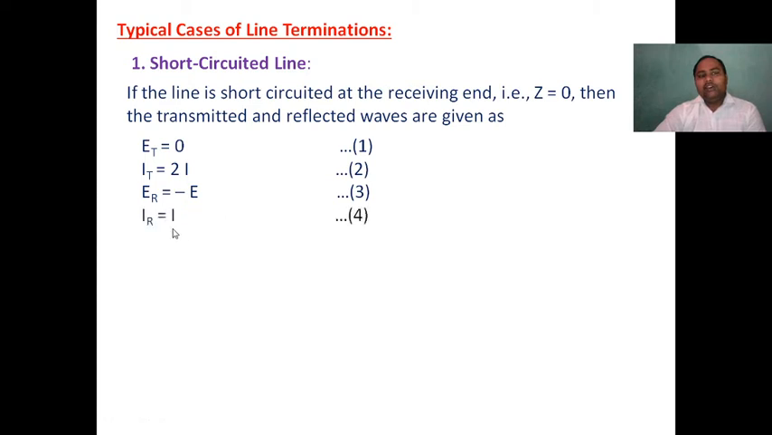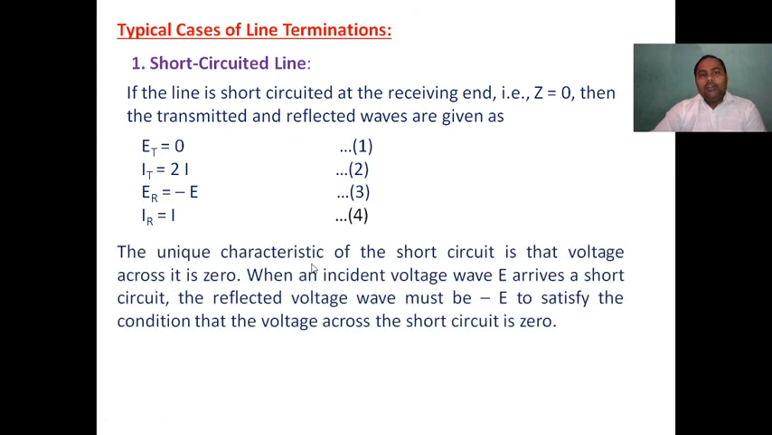The reflected current is equal to I only, because the wave travelling from the sending end to the receiving end passes through the short circuit line. The reflected current is equal to I. The unique characteristic of a short circuit is that the voltage across it is zero. When an incident voltage wave E arrives at a short circuit, the reflected voltage wave must be minus E to satisfy the condition that the voltage across the short circuit is zero.